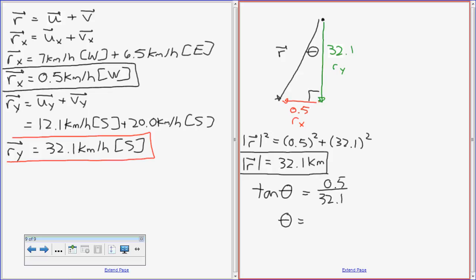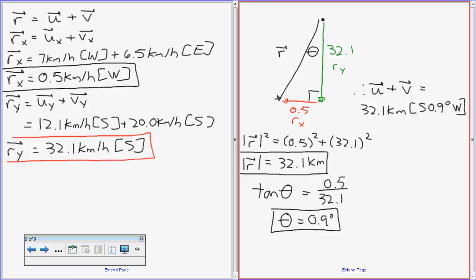Okay, so therefore, U plus V equals 32.1 kilometers south, 0.9 degrees west. Now, once you practice these, this can be really, really fast. There's no hard math here. It's all grade 10. Once you do a few of them, this is very, very quick.